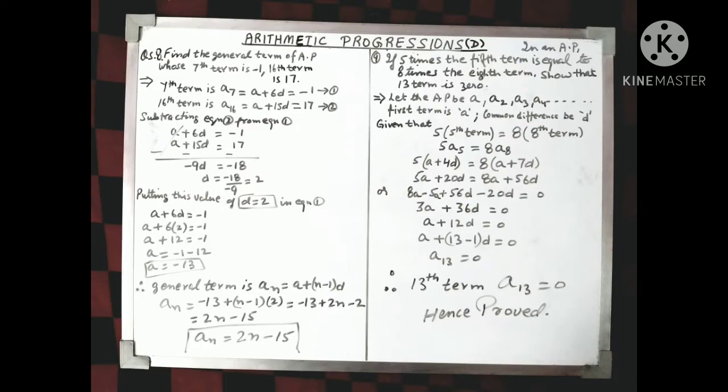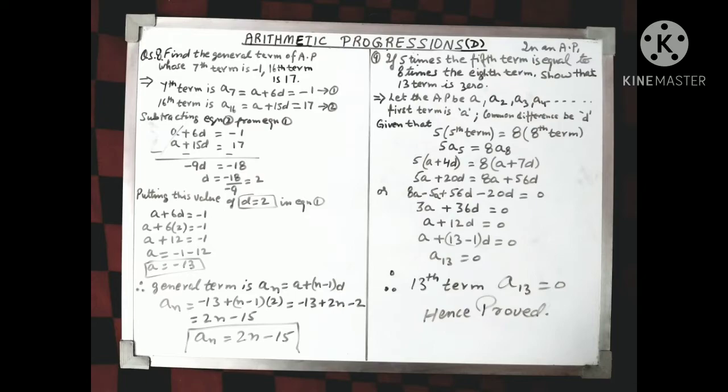So we will write the general term as an is equal to a plus n minus 1 d. We put the respective values of a is equal to minus 13 and d is equal to 2 here, and we get minus 13 plus 2n minus 2. Finally we get an is equal to 2n minus 15. That is the nth term or the general term is given by 2n minus 15 for this particular situation, right?